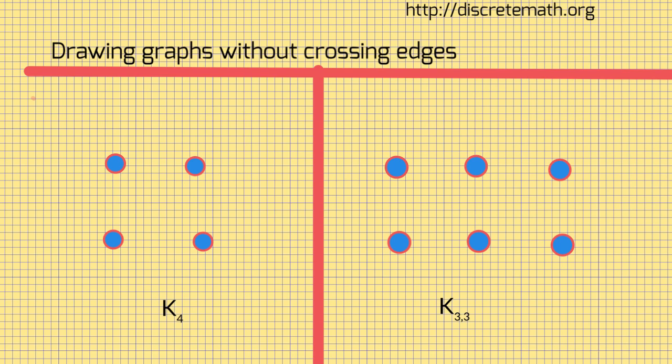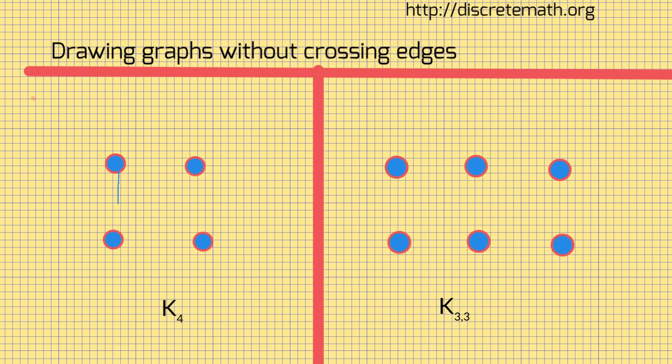Today we're going to look at drawing graphs in such a way that the edges of those graphs don't cross one another. We'll look at two standard examples here. First, on the left, a K4. It's going to be a K4, which is a complete graph on 4 vertices, and every vertex has to be connected to every other vertex.